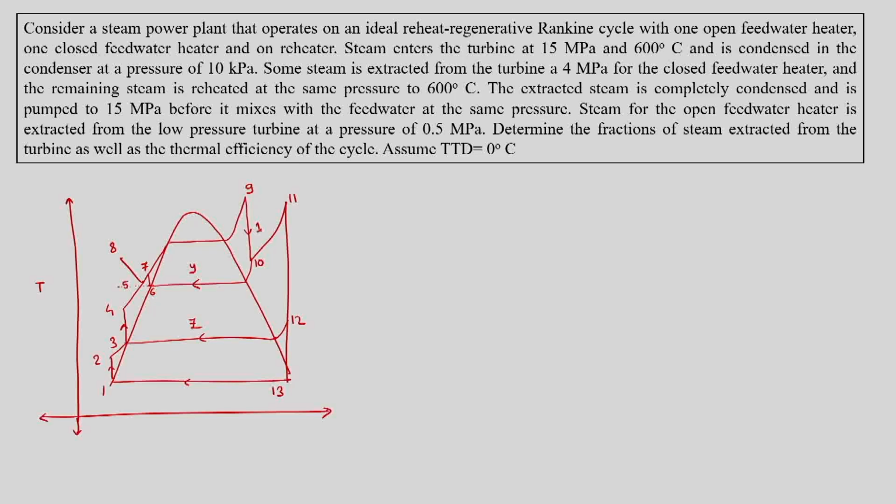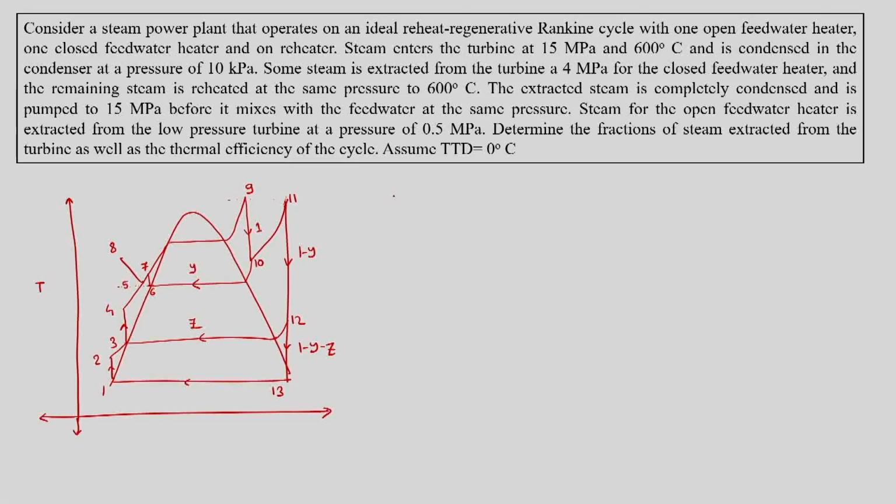So, here 1 kg of steam is expanded, here 1 minus Y kg of steam is expanded, here 1 minus Y minus Z kg of steam is expanded, and then both the temperatures are same. So, T9 is equal to T11.